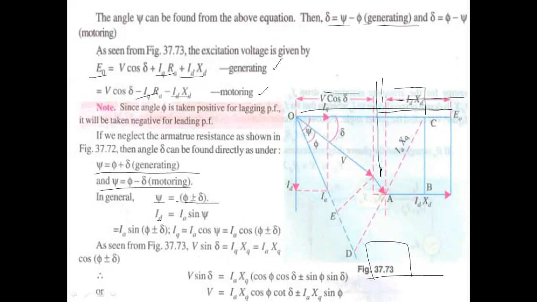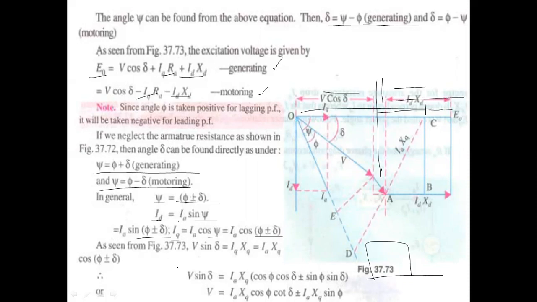Now we know the formula Id is equal to Ia sin xi, where xi means I am substituting phi plus or minus gamma. So from this I can write Iq is equal to Ia cos xi, where xi means phi plus or minus gamma.